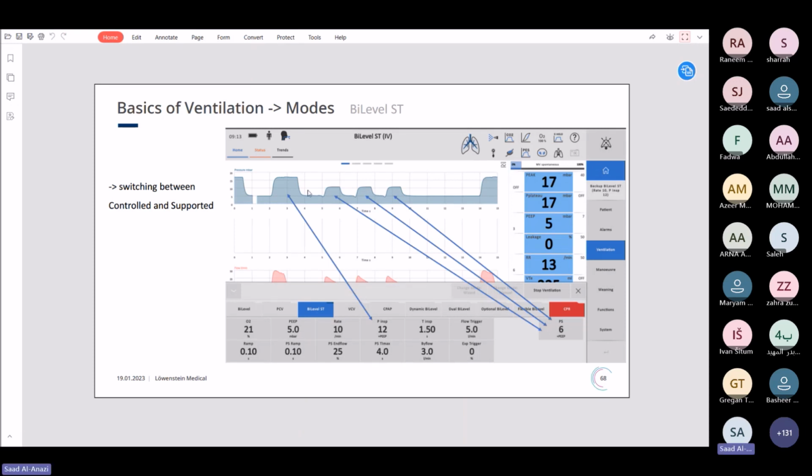So you can see here switching between the control and the support. You can see here is the control, but the patient is immediately switching to the support. But if the patient fails, then the machine will switch back to what? To the setting that you set, the pressure control or the bi-level or the mandatory breath.